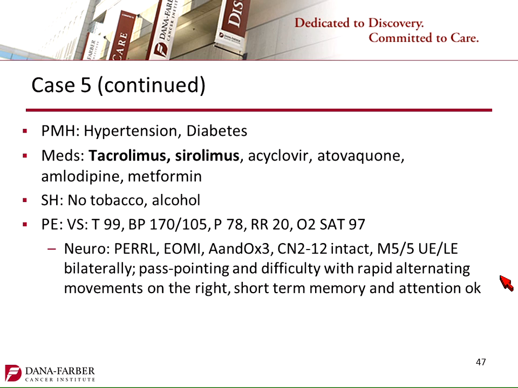Her past medical history is only notable for hypertension and diabetes, and her immune suppression, which is highlighted, is tacrolimus and sirolimus. She has no tobacco or alcohol use. She's afebrile. Her blood pressure, which was another key in her presentation, was 170 over 105. Her pulse is 78, and her sats are 97% on room air. She does have some past pointing and difficulty with rapid alternating movements on the right, but her short-term memory and attention are okay, and it's otherwise non-focal.